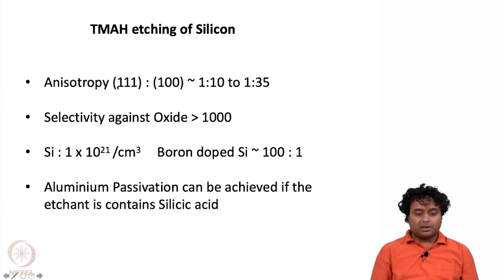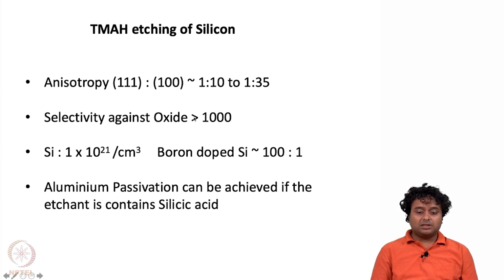Parameters. But anisotropy will always be there. So the etching rate for 111 will be much lesser than the 100 plane. Next important point is selectivity, and as you can see here, the selectivity against oxide is more than 1000. So this is very important, because by the time we etch 1 micron of silicon, only 1 nanometer of silicon dioxide will be etched with TMAH.